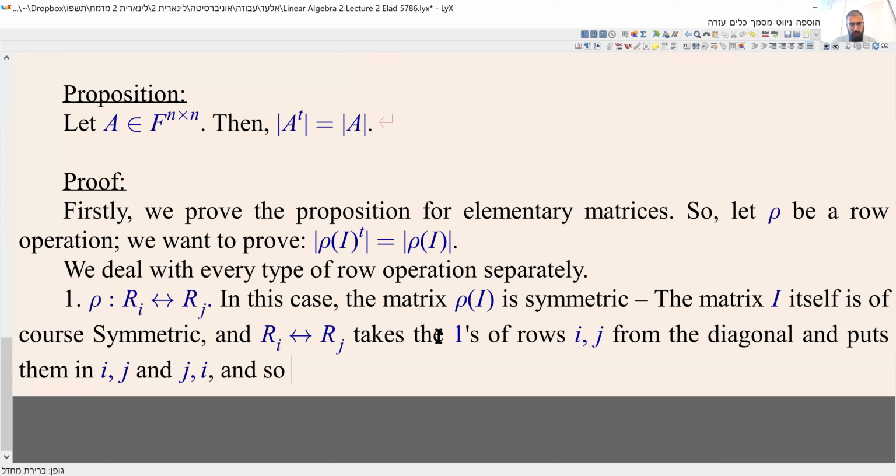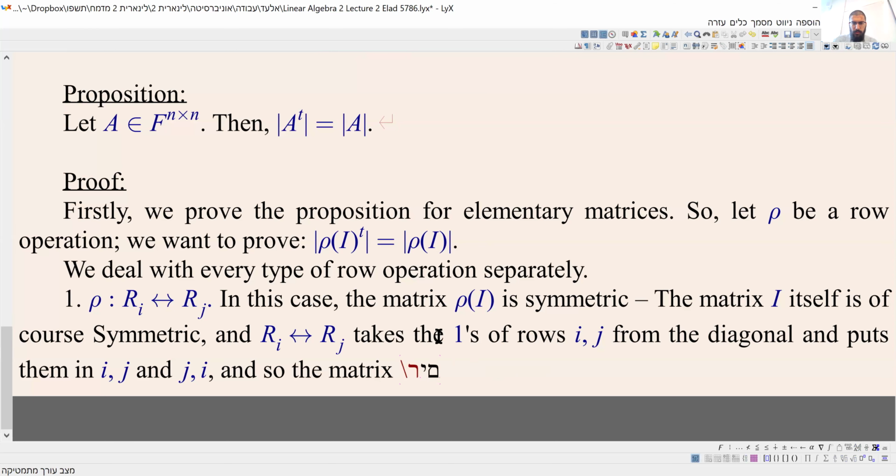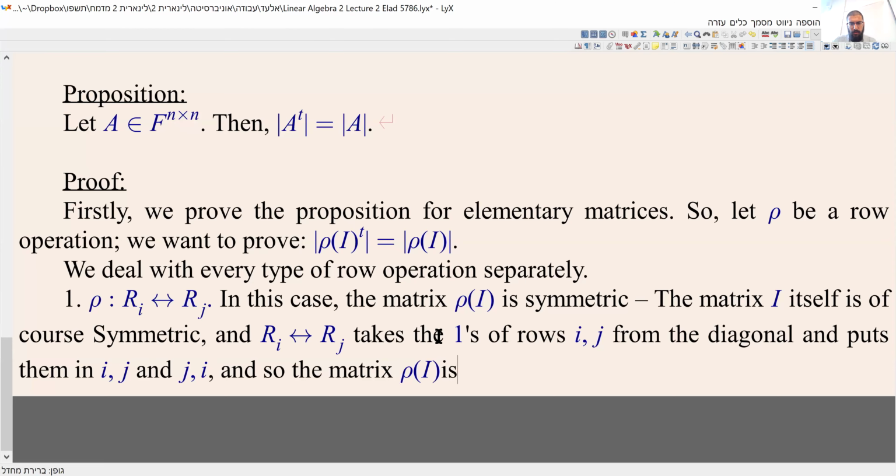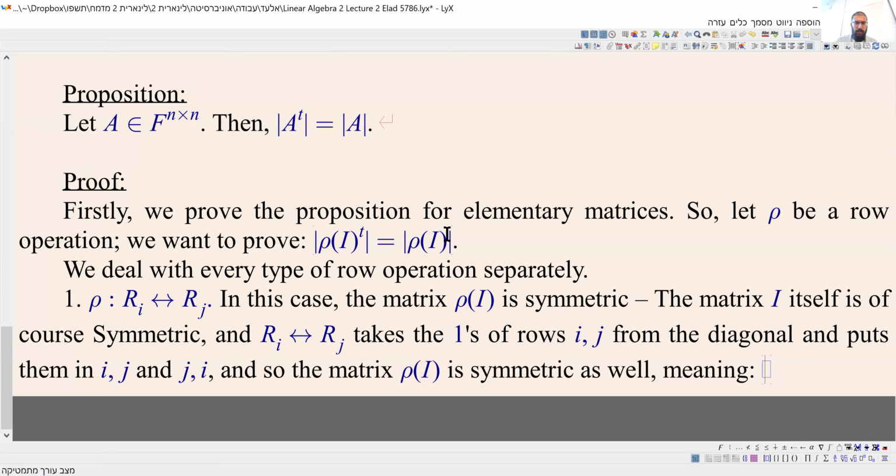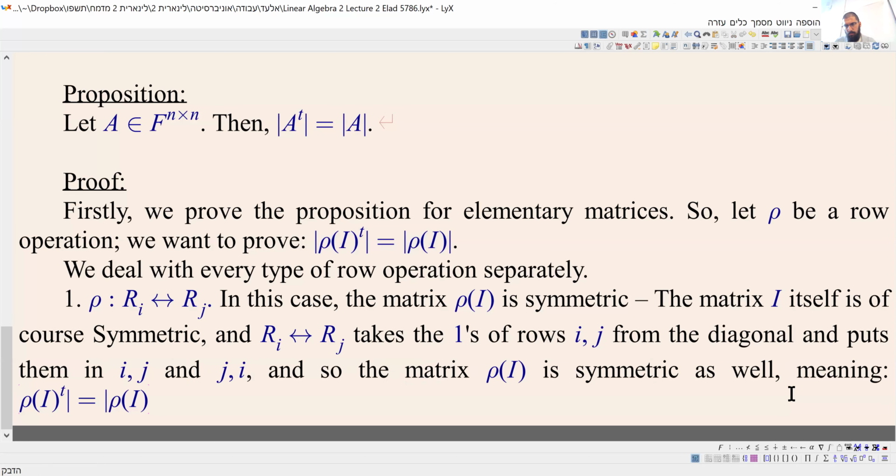And so the matrix row I is symmetric as well, meaning the transpose does nothing.